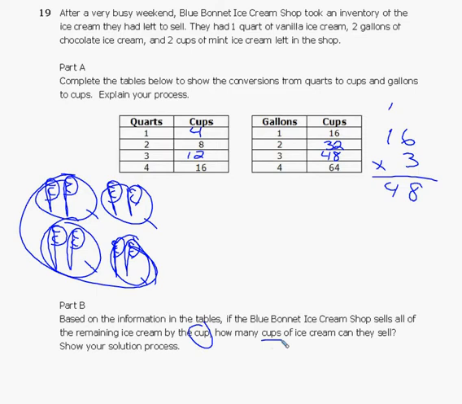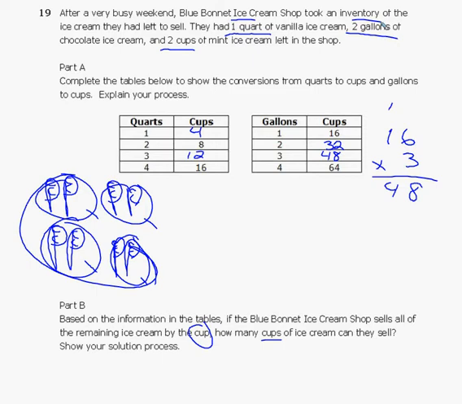So right here we got Bluebonnet Ice Cream Shop has an inventory of ice cream they had left to sell. They had 1 quart of vanilla ice cream, 2 gallons of chocolate ice cream, and 2 cups of mint ice cream. So basically I'm going to have to convert the 1 quart and the 2 gallons. And luckily we already have a table right here that shows us our conversion.